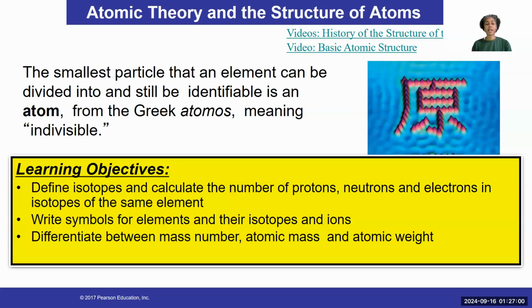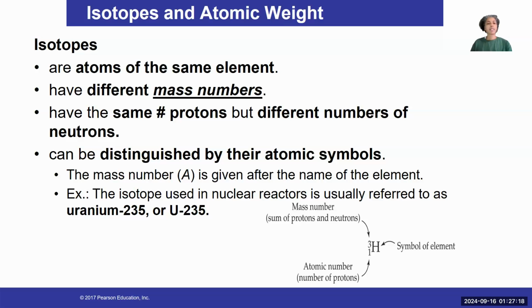We are going to define isotopes. We are going to practice writing isotopes, and we're also going to differentiate between mass number, atomic mass, and atomic weight. So isotopes are atoms of the same element. The difference in each isotope for the same element is the mass number.